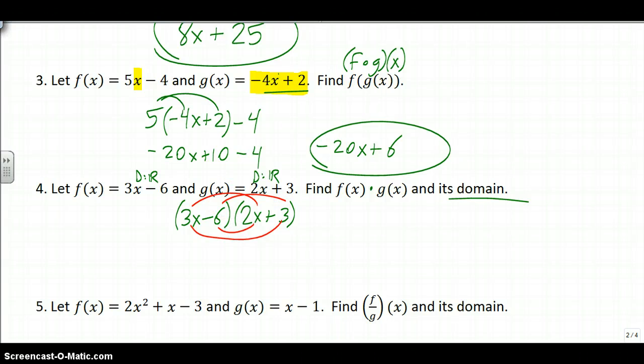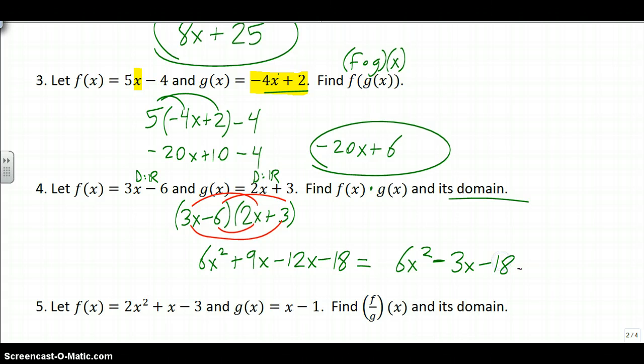Sound effects help. 3x times 2x is 6x squared. 3x times 3 is 9x. Negative 6 times 2x is negative 12x. And negative 6 times 3 is negative 18. Combine your like terms, you get 6x squared minus 3x minus 18. And of course the domain is again all real numbers. No trouble there. Don't circle through the all real part.